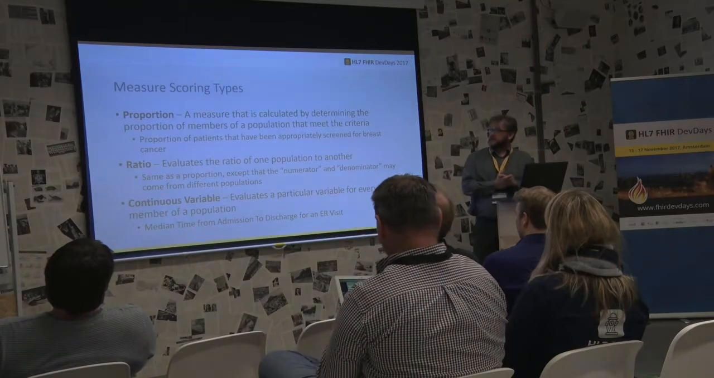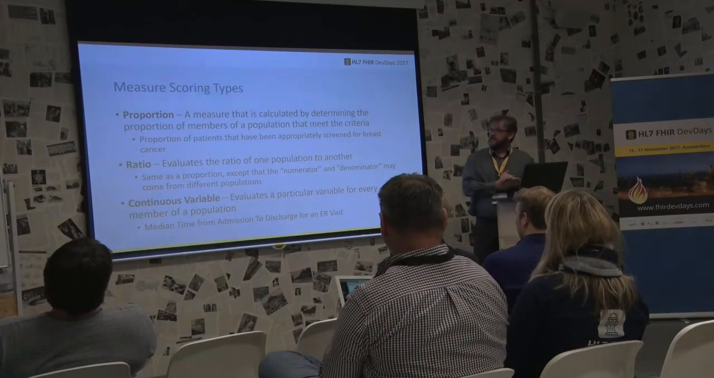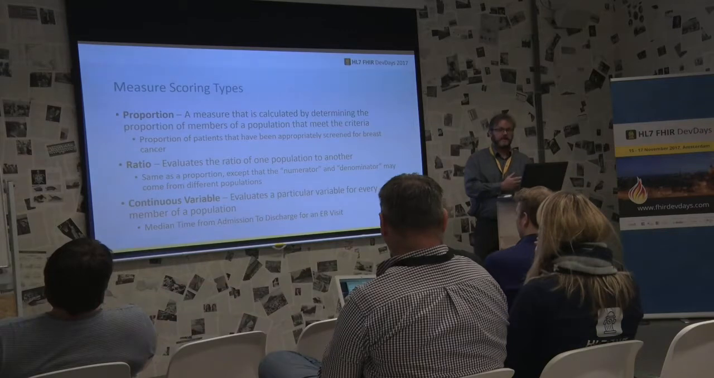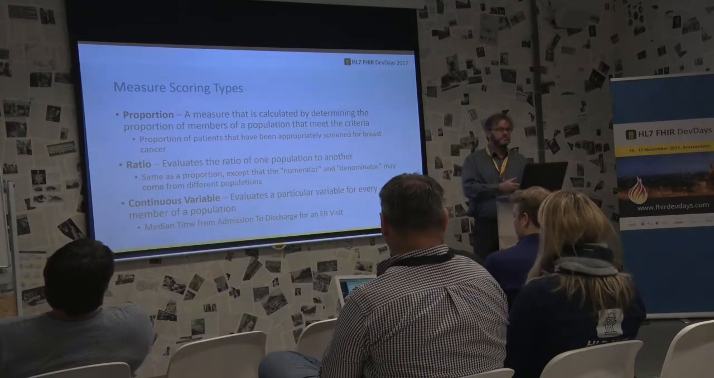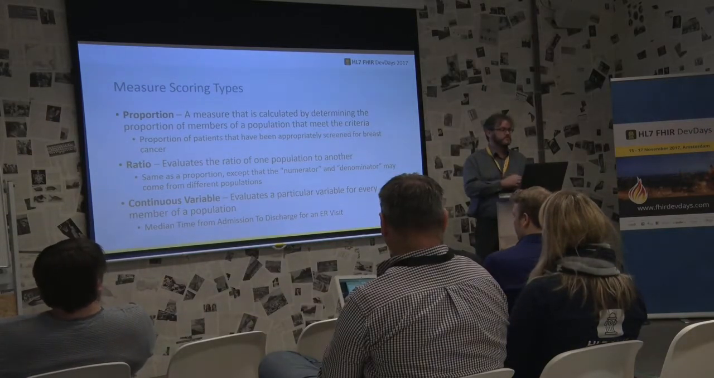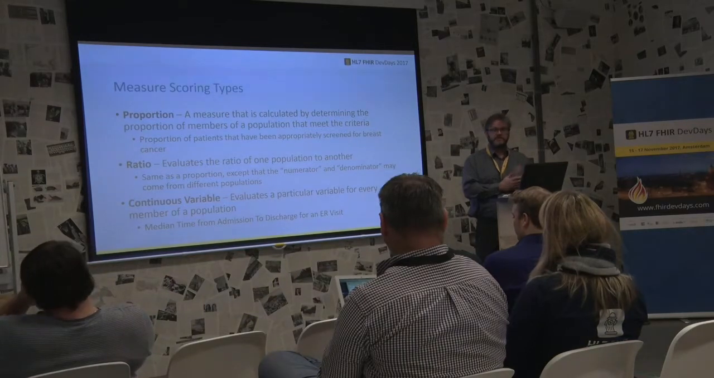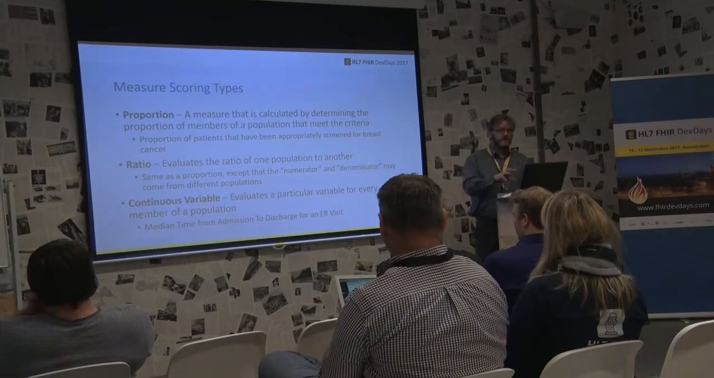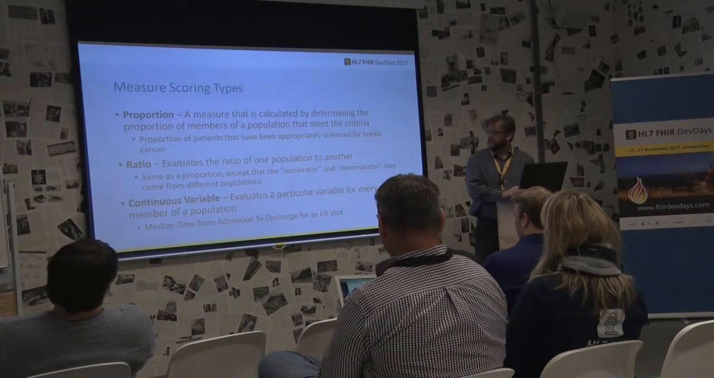So proportion is just how many patients received some treatment versus a total. So it's just a fraction. You have a numerator and a denominator. Ratio is the same as proportion, except the numerator and the denominator might not be from the same set. It may actually be disjoint. We'll look at that a little bit more in the next slide.